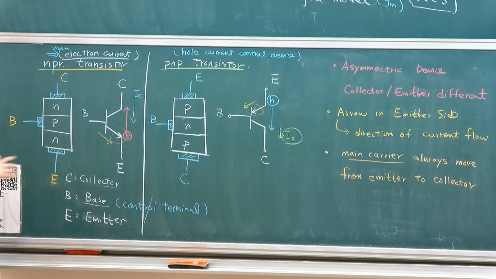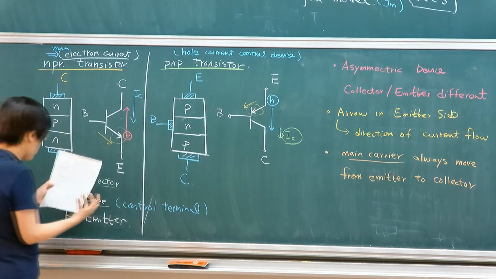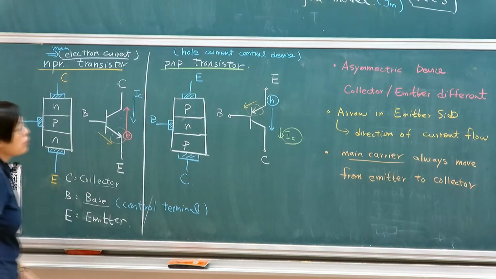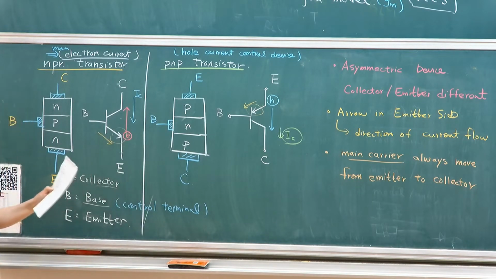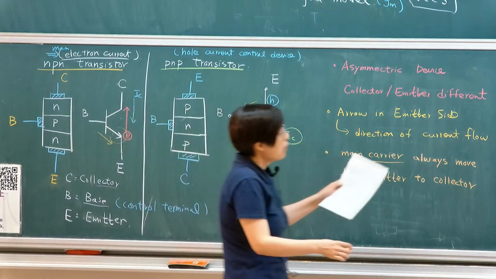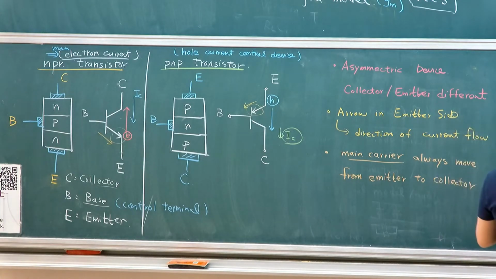Okay, so these are the things I want to mention as we introduce this. So the second important thing is that because we have two junctions, if you look at this, let me redraw this again.